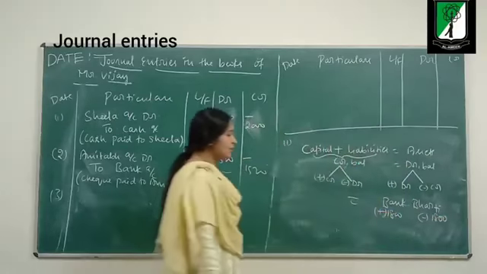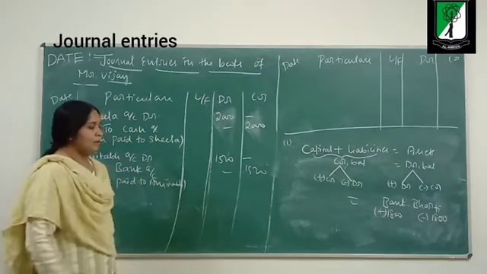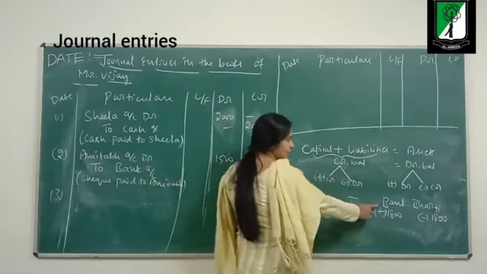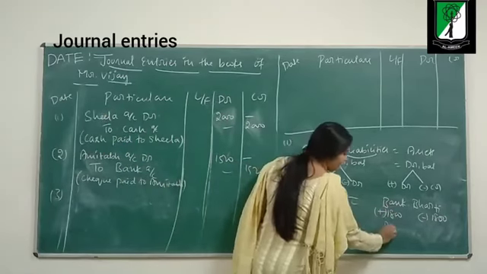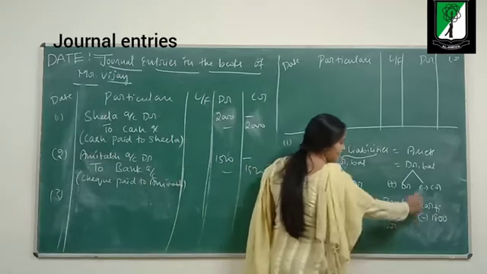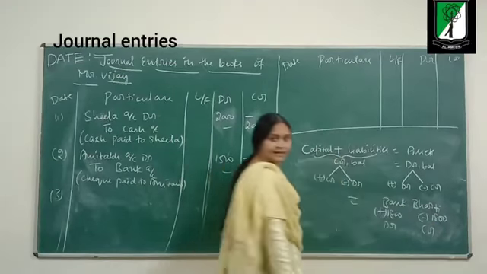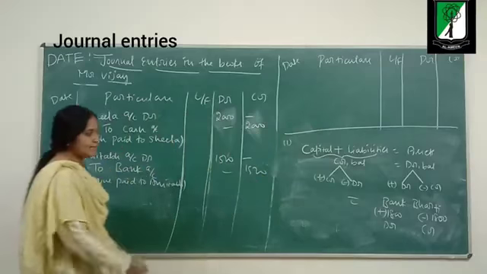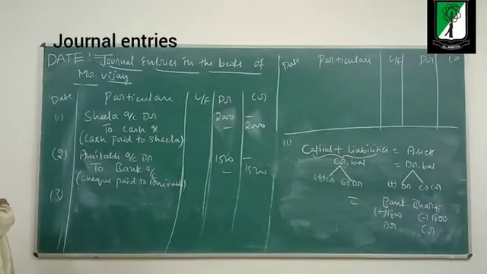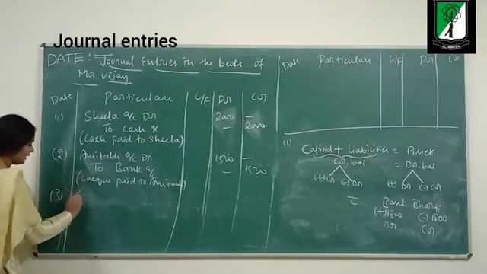1800. Okay. So what is happening? My bank balance is increasing. Increase in asset should be debited and decrease in asset should be credited. Right? So what is the journal entry?